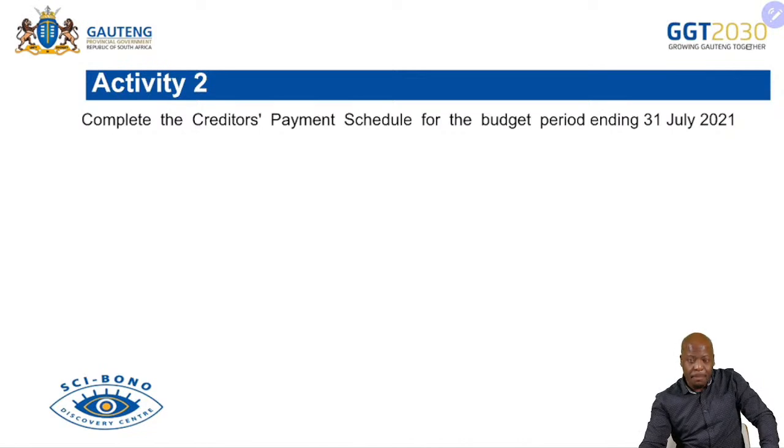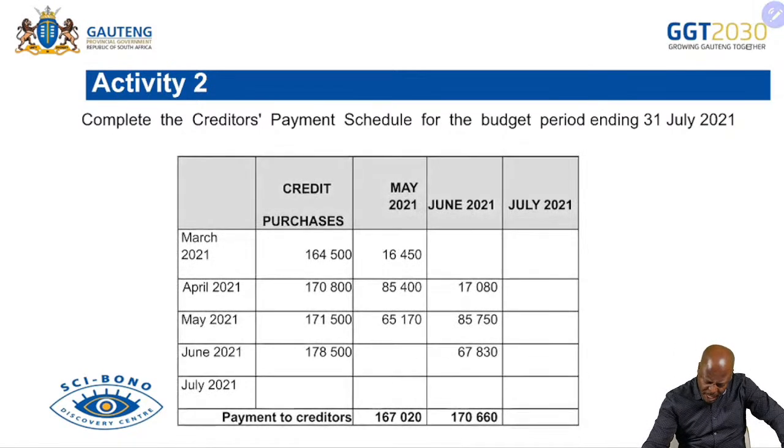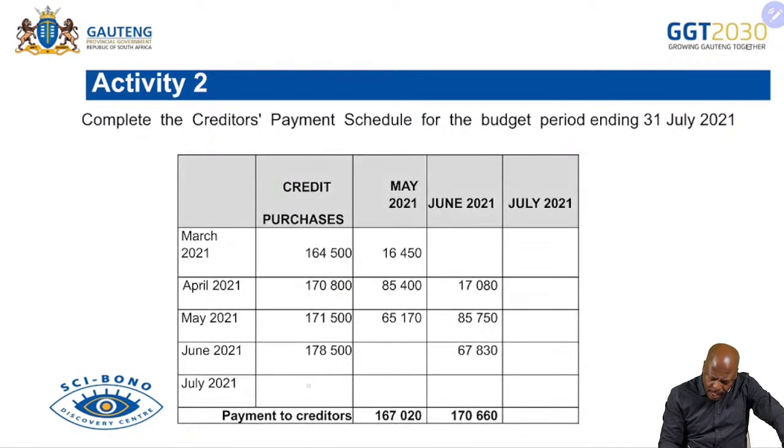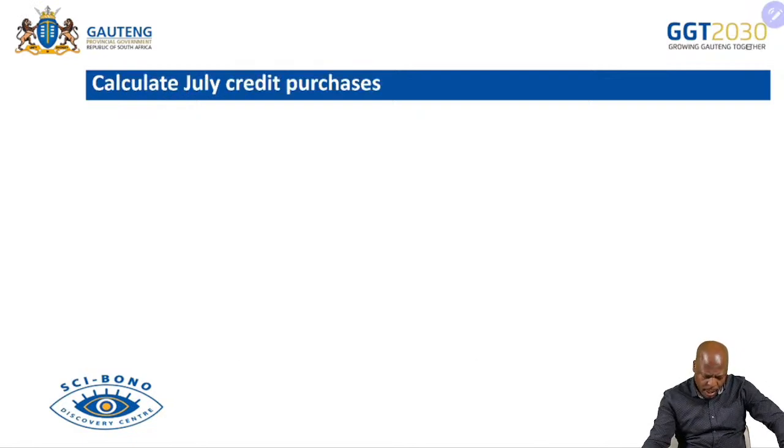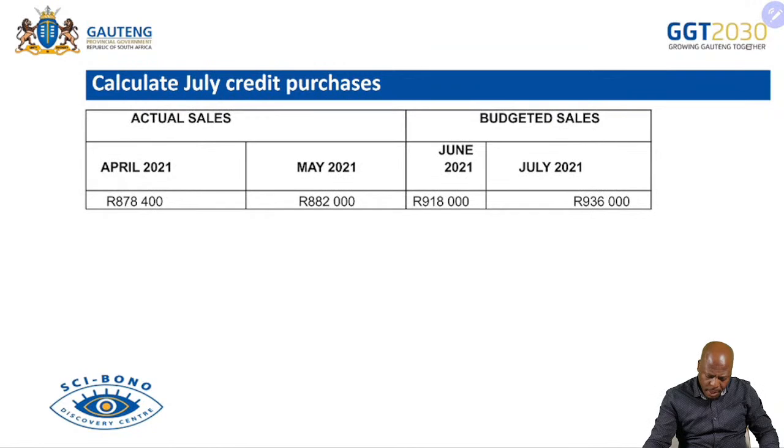Complete the creditors payment schedule for the budget period ending 31 July. Here is the information. And then you can see here in July, there is an amount that is missing. Calculate the credit purchases for the month of July.